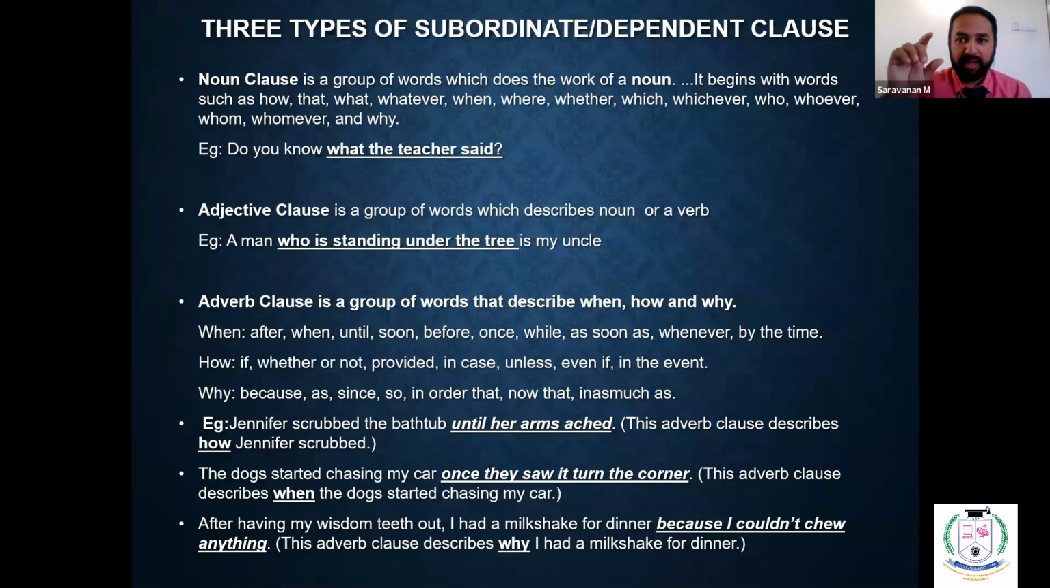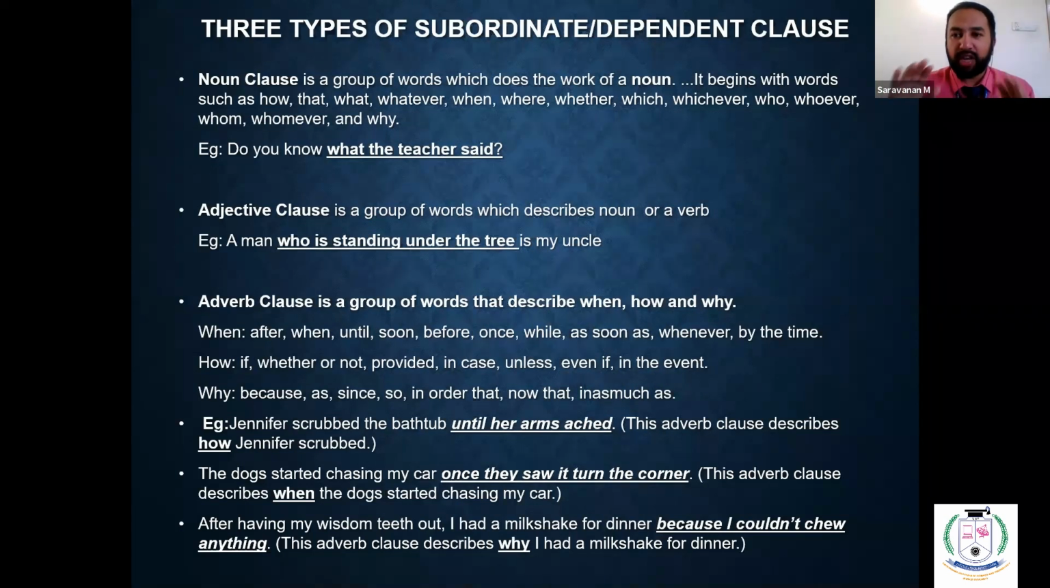An adjective is something that qualifies a noun or gives more information about a noun. So over here, a man who is standing under the tree. It gives more information about the man. What is that? That particular man who is standing under the tree. Who is he? He is my uncle.